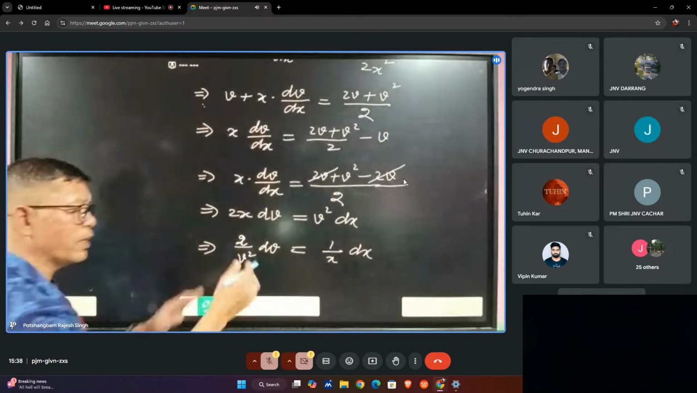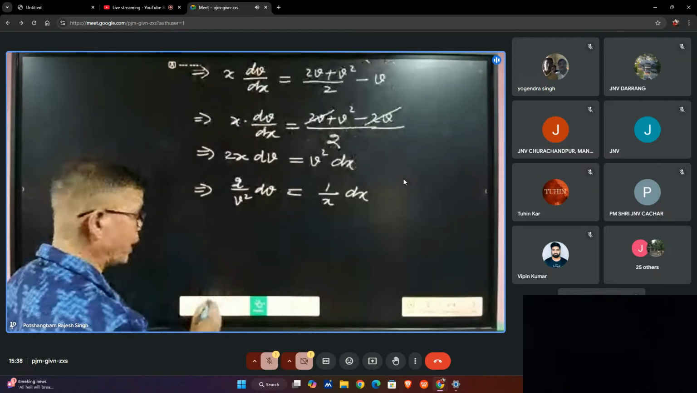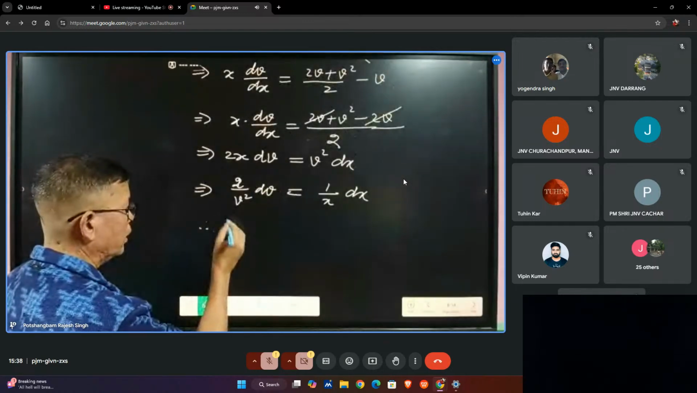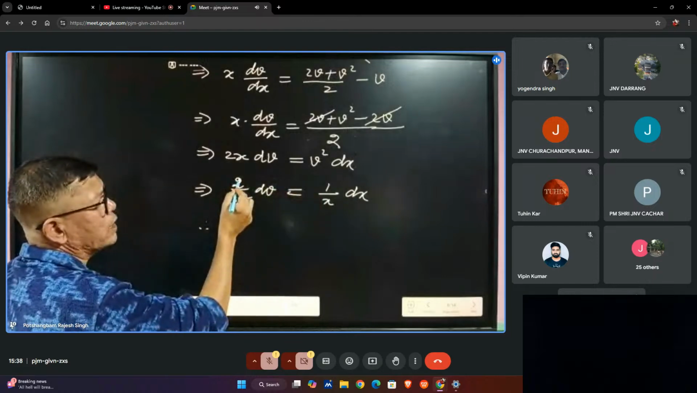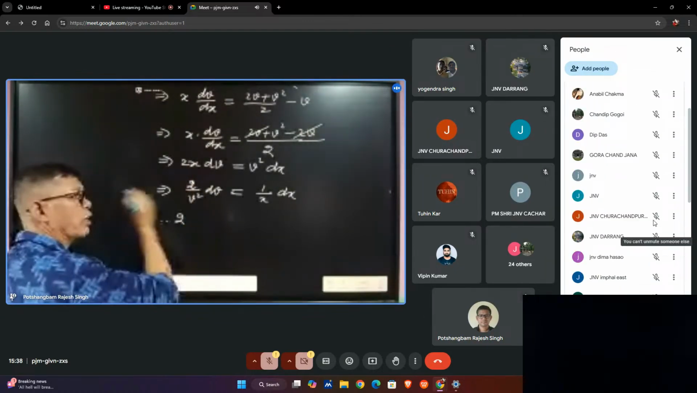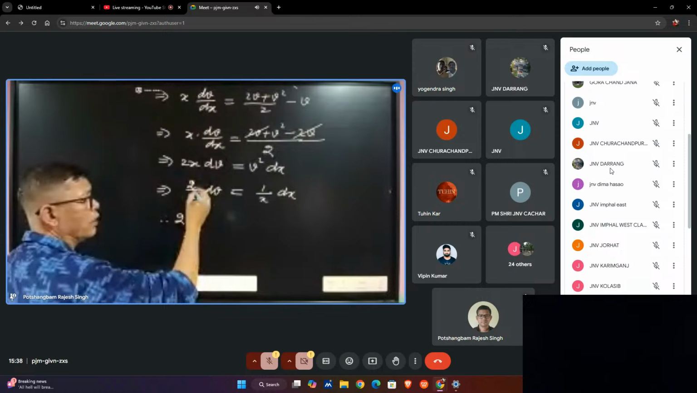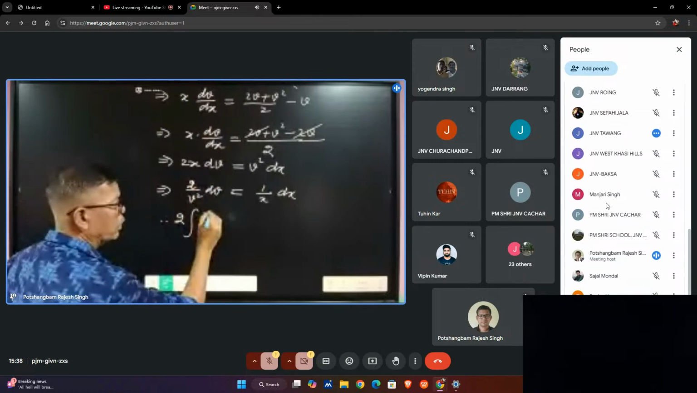Once the variable separation is over, integration should be done on both sides. But here, as 2 is a multiple constant, you can take it out from the symbol of integration. Then 1 by b square is there, so this b square in the denominator can be brought up as b to the power minus 2.